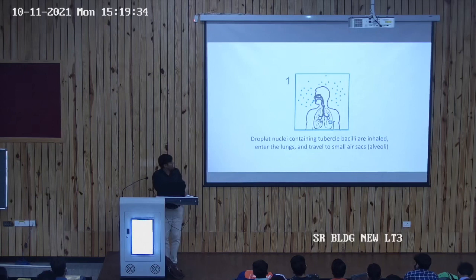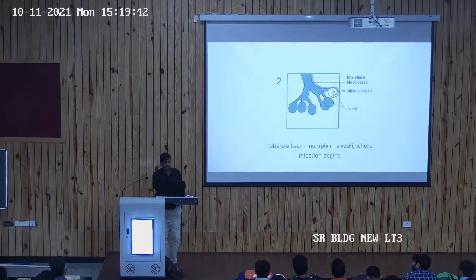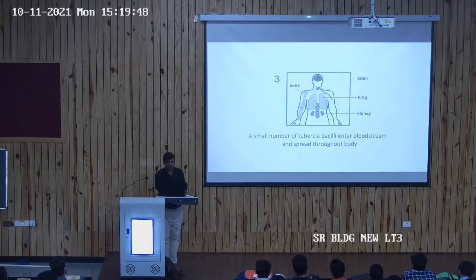So, droplet nuclei containing tubercle bacilli are inhaled, enter the lungs, and travel to the last small air sacs, that is, the alveoli. They multiply in the alveoli, and this is the site where the infection begins. Some small number of the tubercle bacilli may enter the bloodstream and then spread through the entire body.